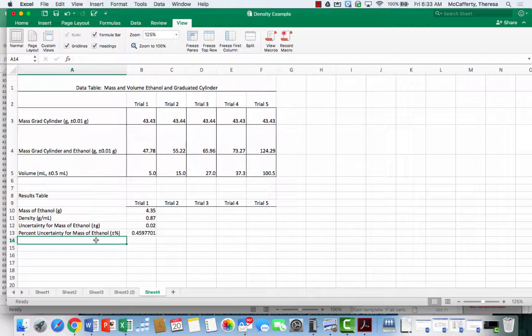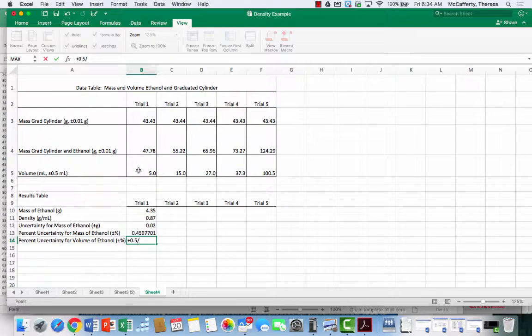And you should check to make sure that these numbers are the same as the numbers that you did in your sample calculations. The other thing I'm going to need is the percent uncertainty for the volume of ethanol. And again, that's going to be a plus minus percent. Here, again, tell Excel you're going to make it a calculation. I have to take the uncertainty of the volume, which is always 0.5. I'm going to divide that by the volume, and then multiply that by 100.